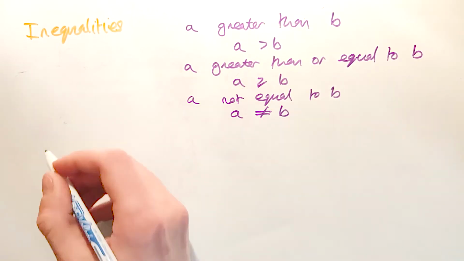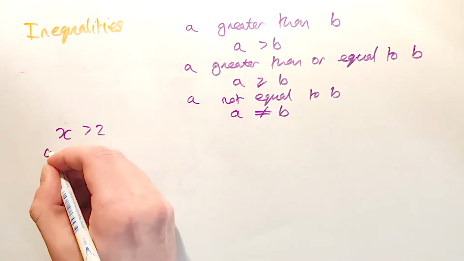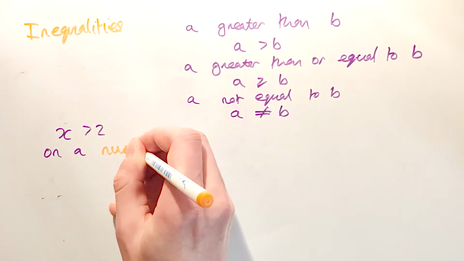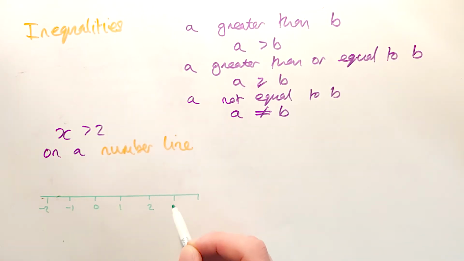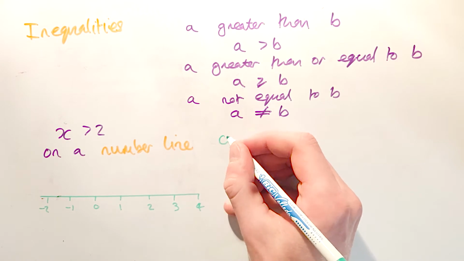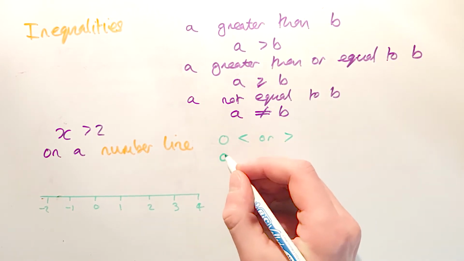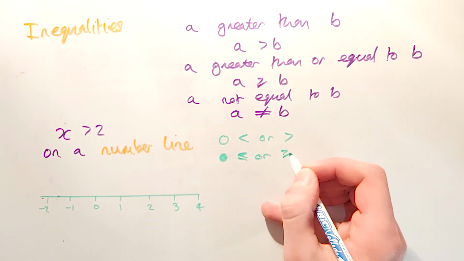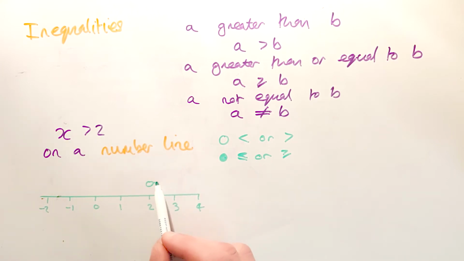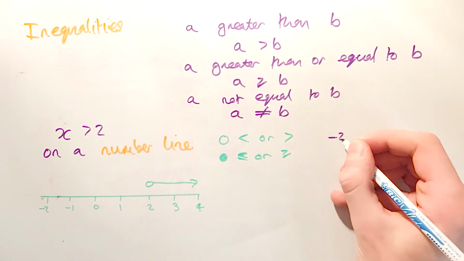We can show inequalities on a number line. First, draw out the number line and then use an open circle when it's a strict inequality and a closed circle when it's an inclusive inequality, which means greater than or equal to. We want to highlight the regions where the inequality is true. In this case, it's when x is greater than 2.